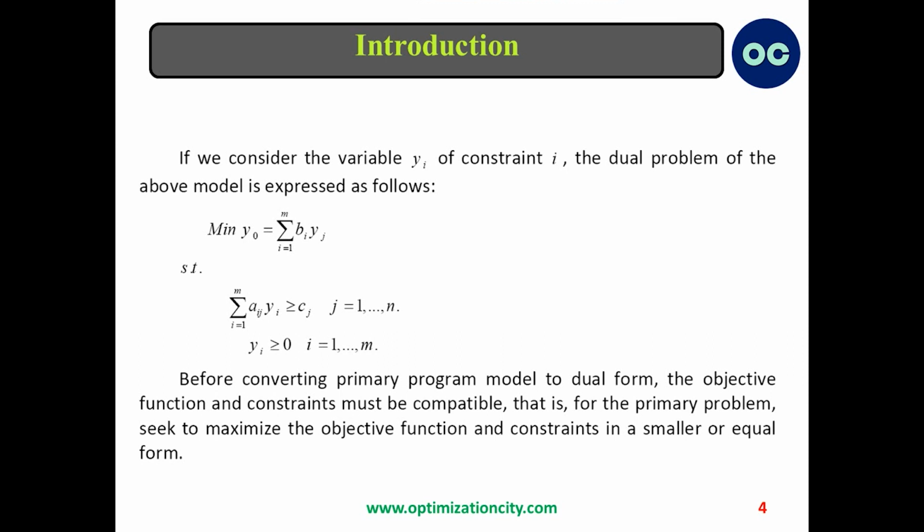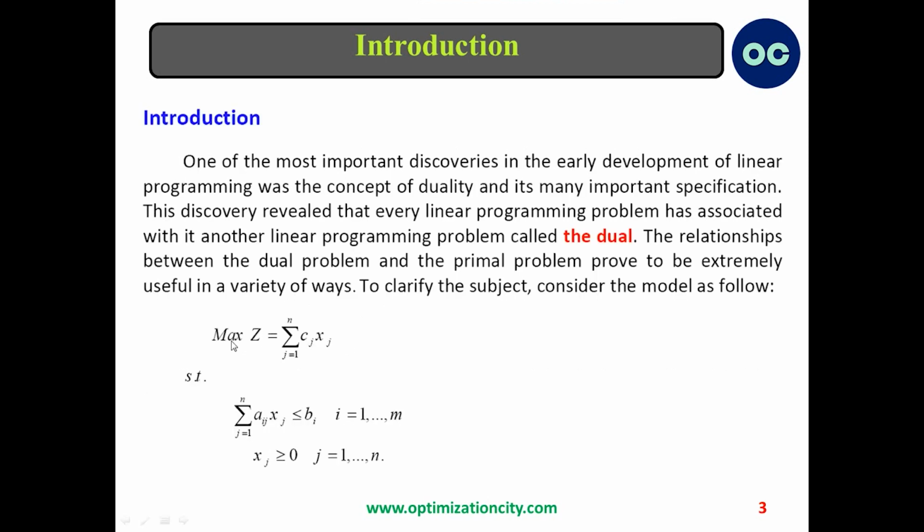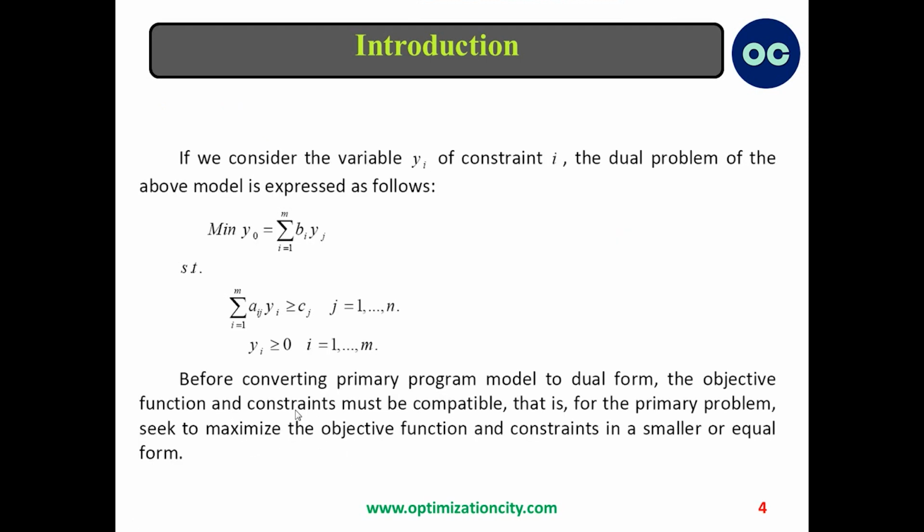Before we convert the primal model into its dual form, it's important to ensure that the objective function and constraints are in the standard form. In other words, with the primal model we want to write the dual model. We aim to maximize the objective function while the constraints are in the form of less than or equal. So we should have maximization and less than or equal form of constraints.